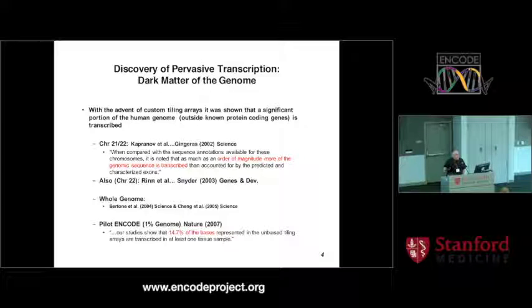Then there were follow-up publications from Mike Snyder's group, and these were repeated both by Gingeras and Snyder in the context of the whole genome. Then when Pilot ENCODE started, the Pilot ENCODE paper was published in Nature in 2007, and this focused on 1% of the genome. The conclusion was that about 15% of the bases represented in the unbiased tiling arrays were transcribed in at least one tissue. So this confirmed that there was a significant amount of transcription going on in the human genome that is not simply accounted for by protein-coding genes.